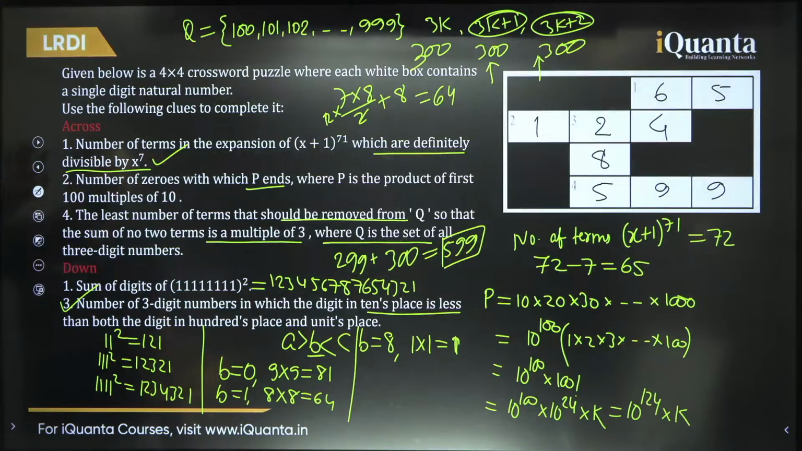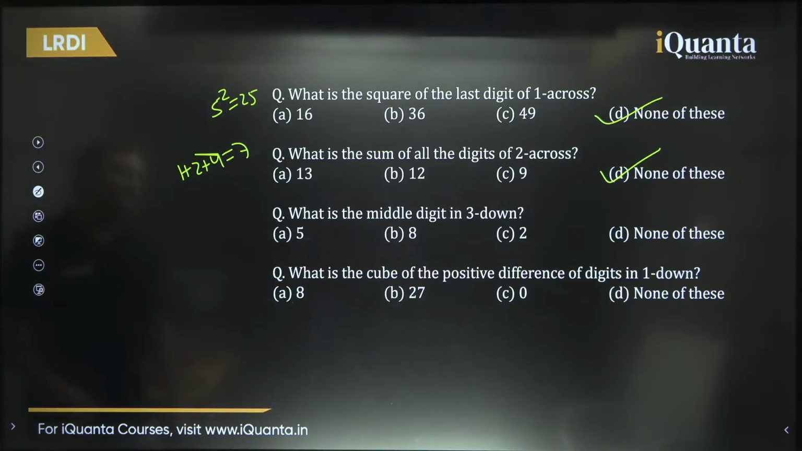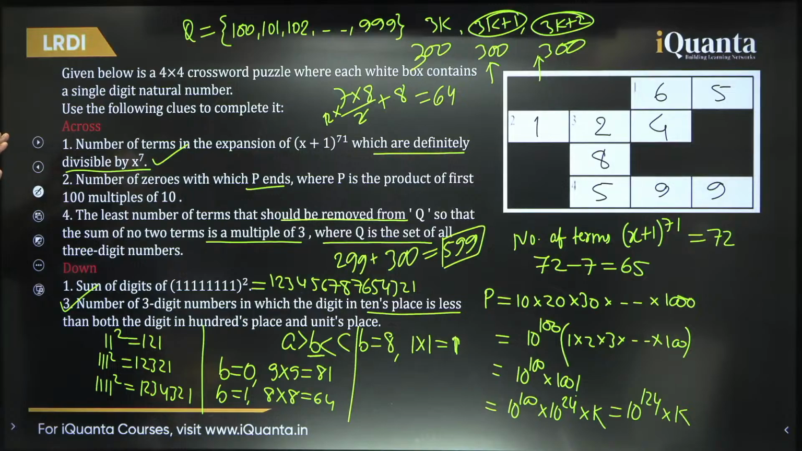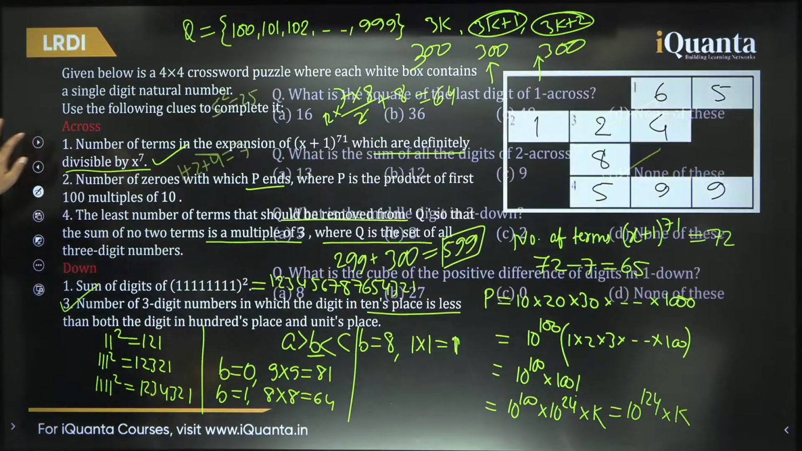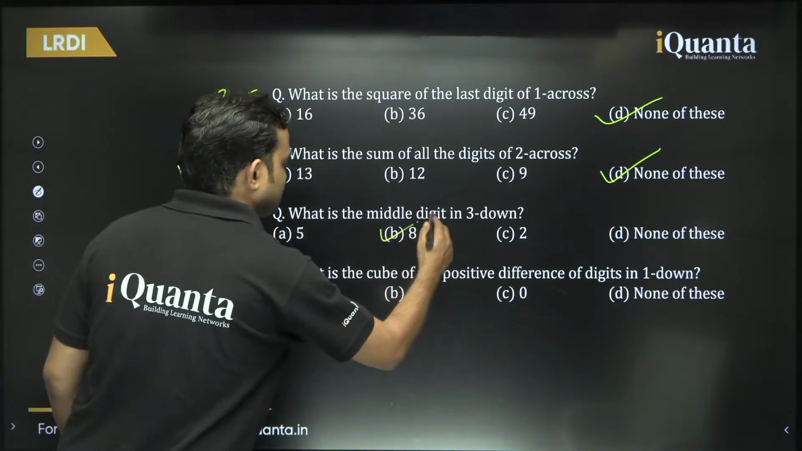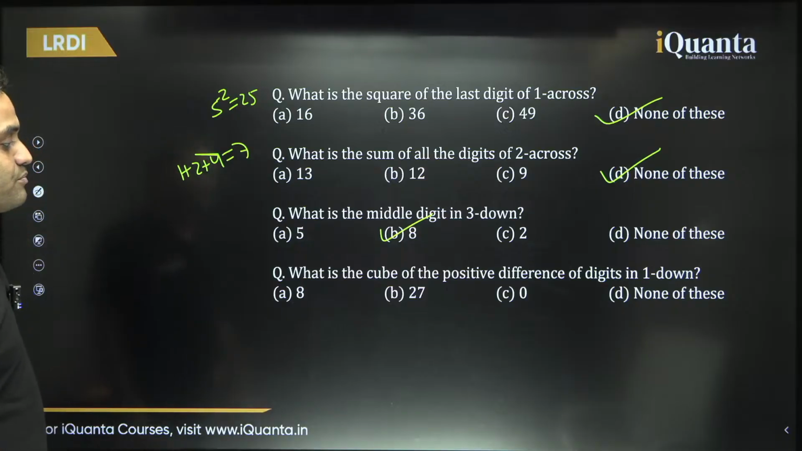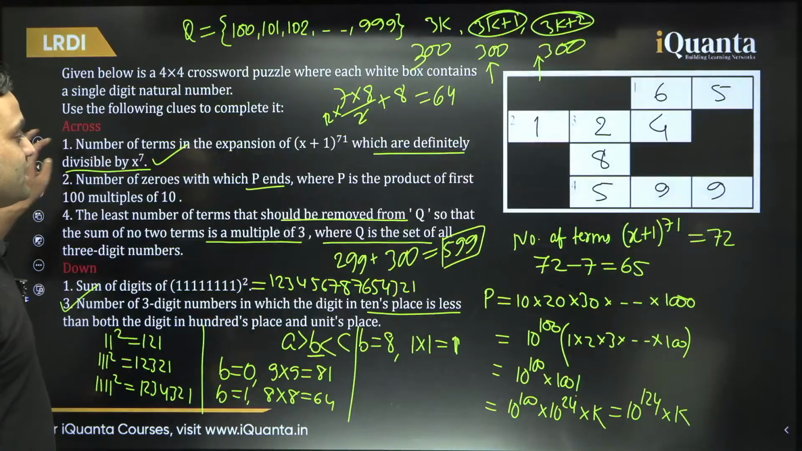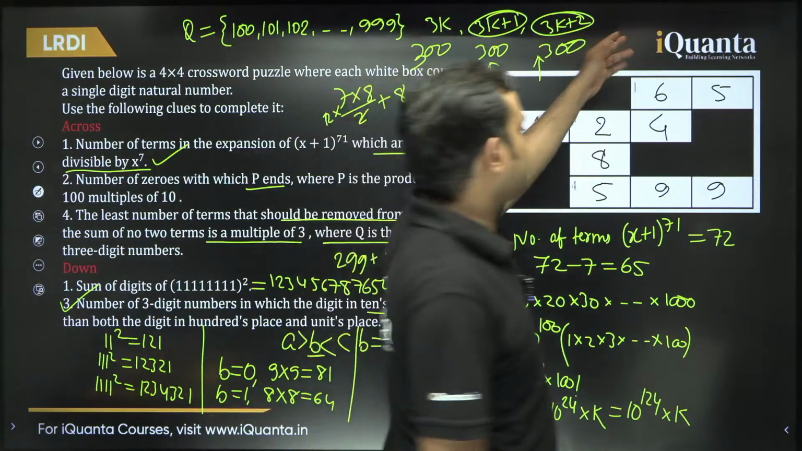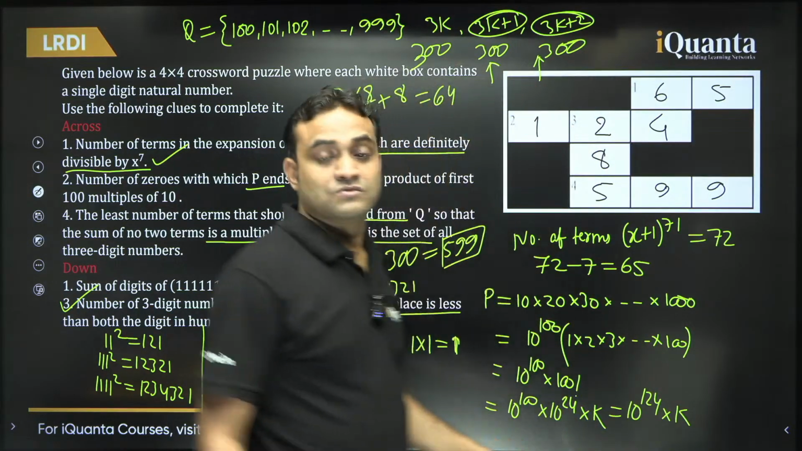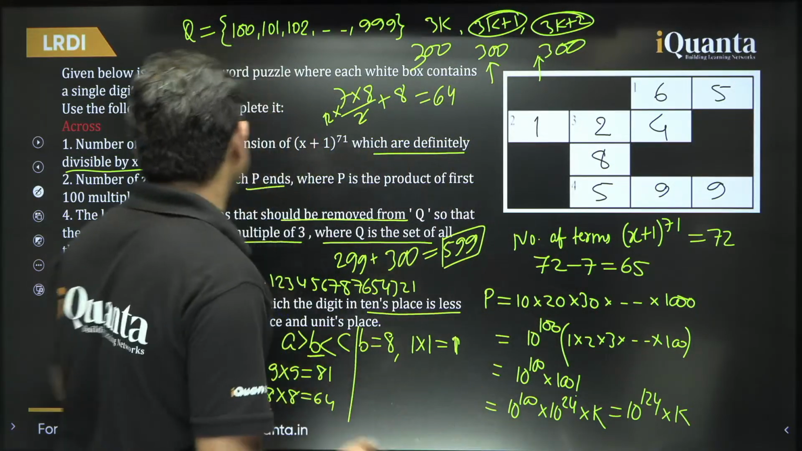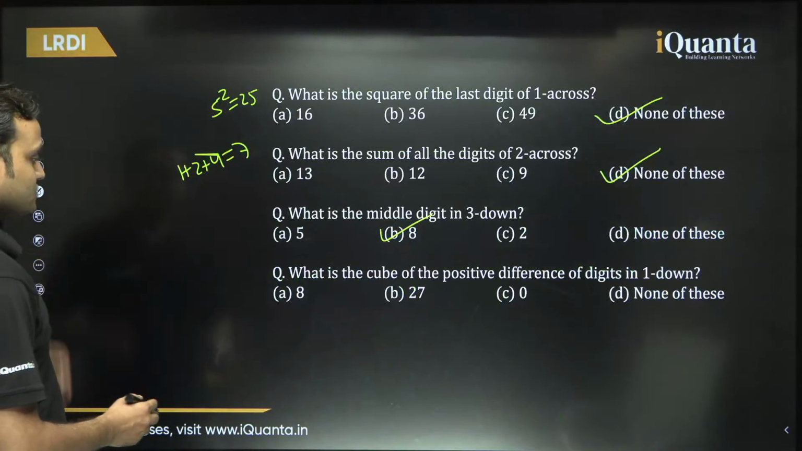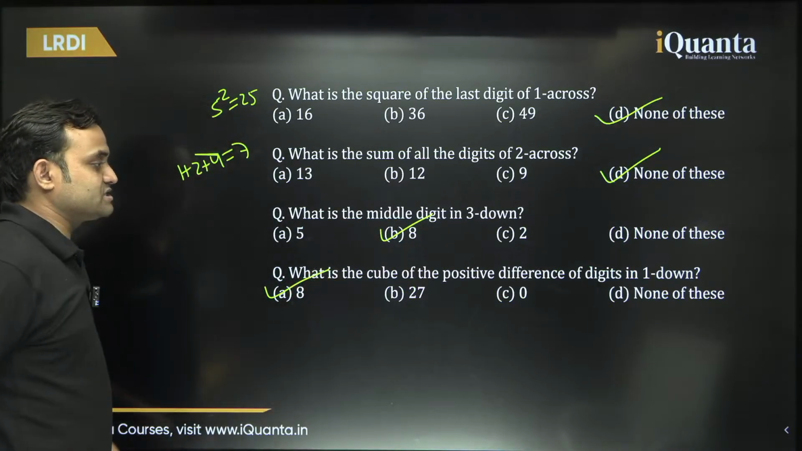Then the third one is, what is the middle digit in 3 down? 3 down, the middle digit is 8. So option B. What is the cube of the positive difference of digits in 1 down? 1 down, digits 6 and 4. Absolute difference is 2. 2 cube is 8. So our answer is again option A, which is 8.